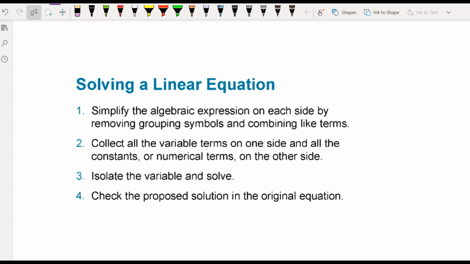All right, and then here are our steps. Simplify, then collect all variable terms on one side, and constants or numerical terms on the other side. Isolate the variable and solve, and check your solution.